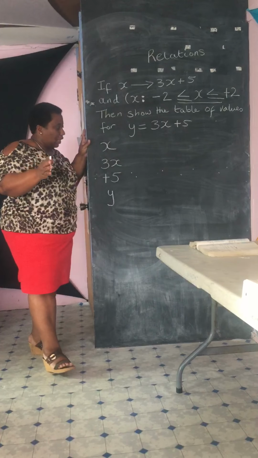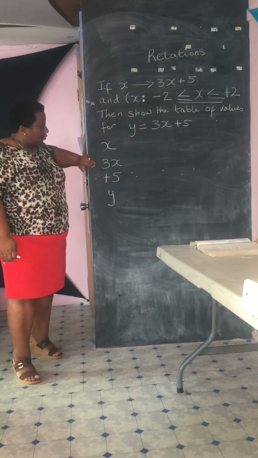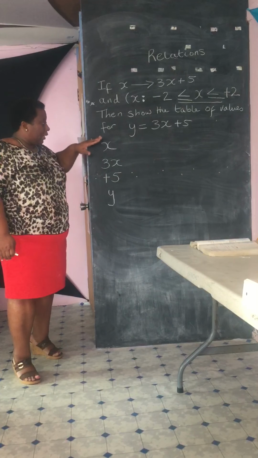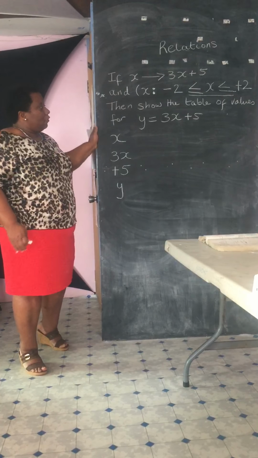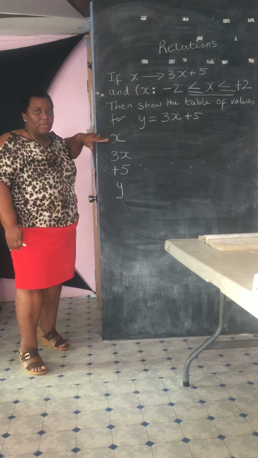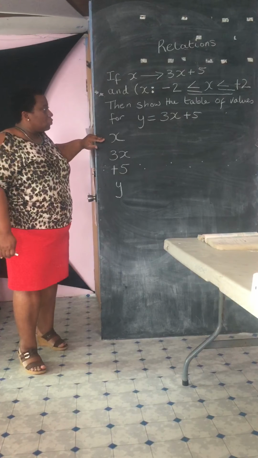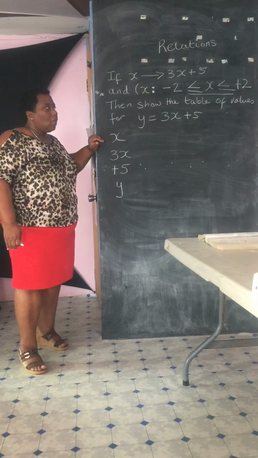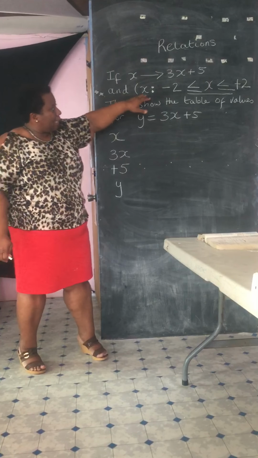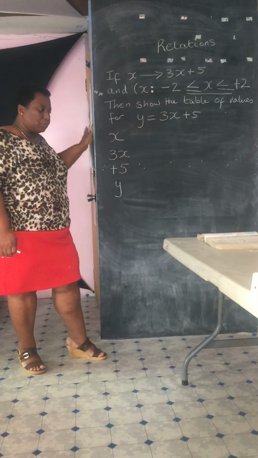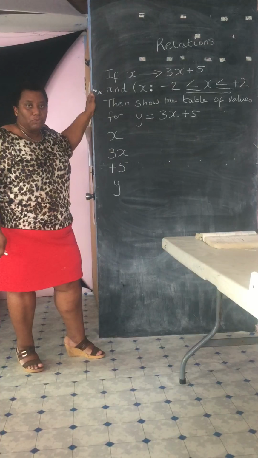So there are a number of things that we have to work out here. You'll notice that I have written here x, 3x plus 5 and y. And I'll explain why I did this like this as we go along. Now the first thing we have to determine and work out based on this question is the values for x. Now the question says that x begins at negative 2 and it ends at positive 2.